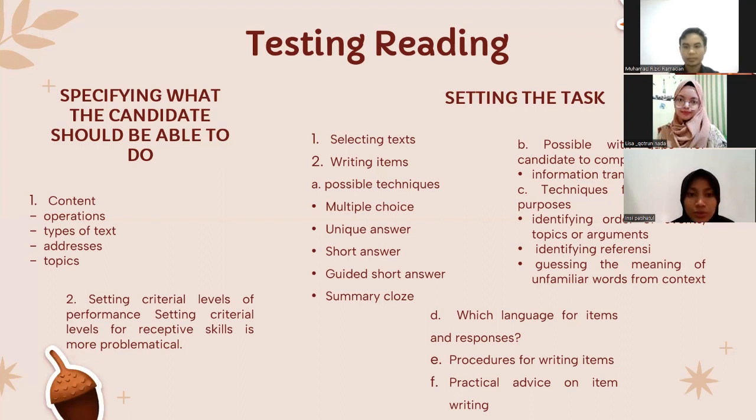Now, from writing items, there are six types of that. The first point is possible techniques. From possible techniques, there are many techniques or possible solutions on this problem. The first one is multiple choice. As we know, the candidate provides evidence of successful reading by making a mark against one out of a number of alternatives. For the second one, it's unique answer. Now here, there is only one possible correct response. This might be a single word or number or something slightly longer, for example, China and Japan, and the item on the table.